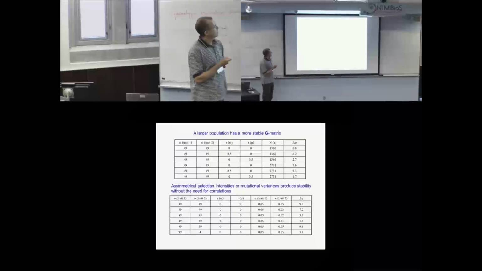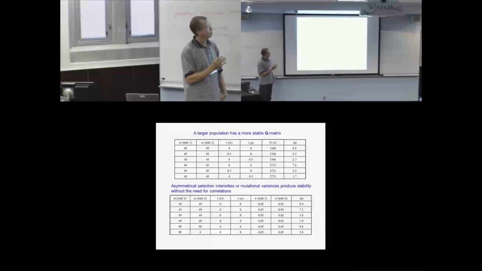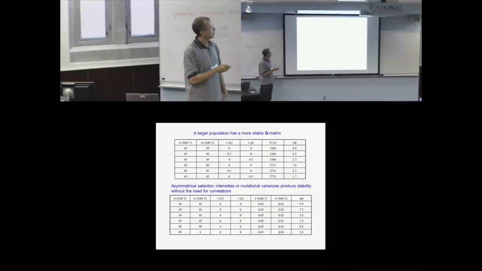All right, a few other results. A larger population has a more stable G matrix. So most of the fluctuations in the G matrix are probably caused by genetic drift. And so if you increase the population size, those fluctuations get smaller because the effects of drift are smaller.